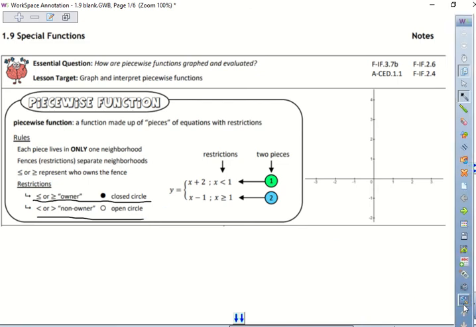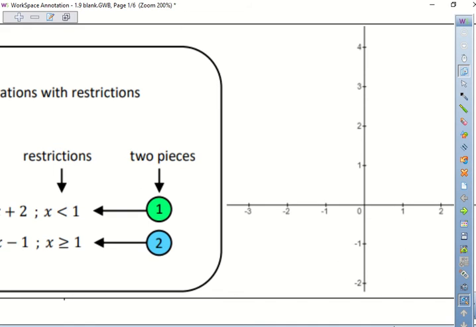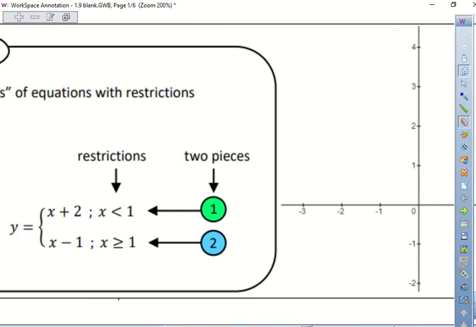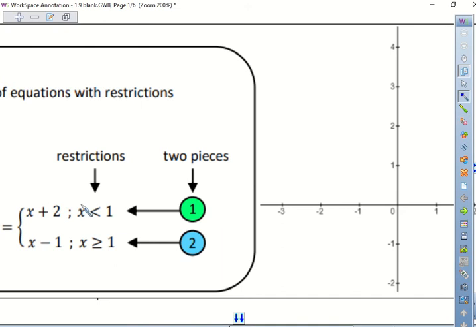So, let's talk about how we graph these. There are several different ways to go about it. In my opinion, the easiest way is to actually look at the restriction first. I always start at the restriction because it gives me a good indicator of where I should be. The restriction on this one is x is less than 1. So that means this particular function is going to take on all values that are less than 1.